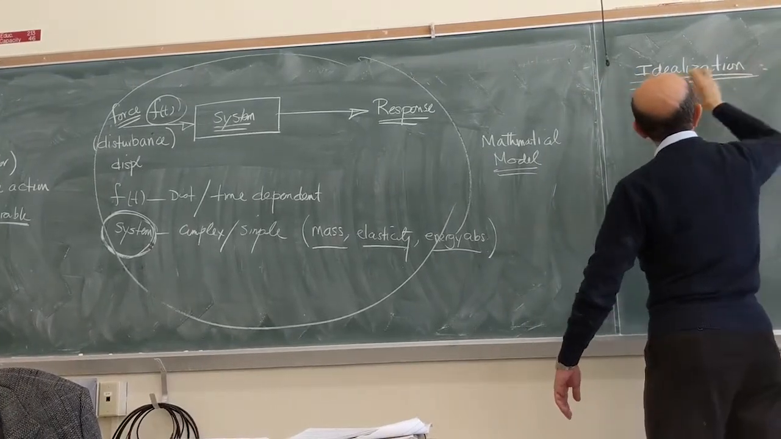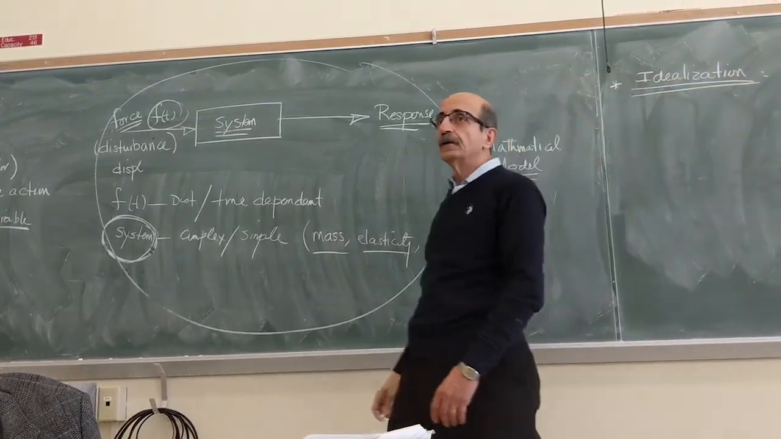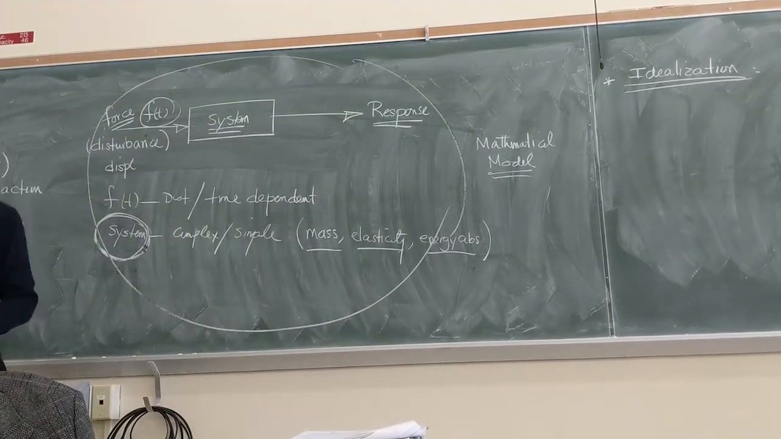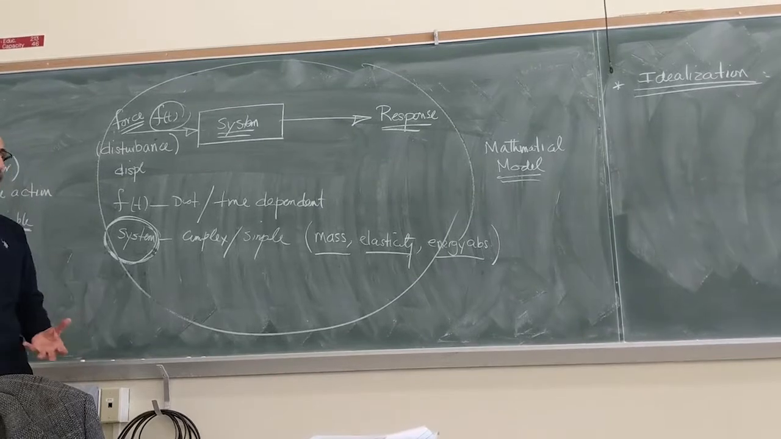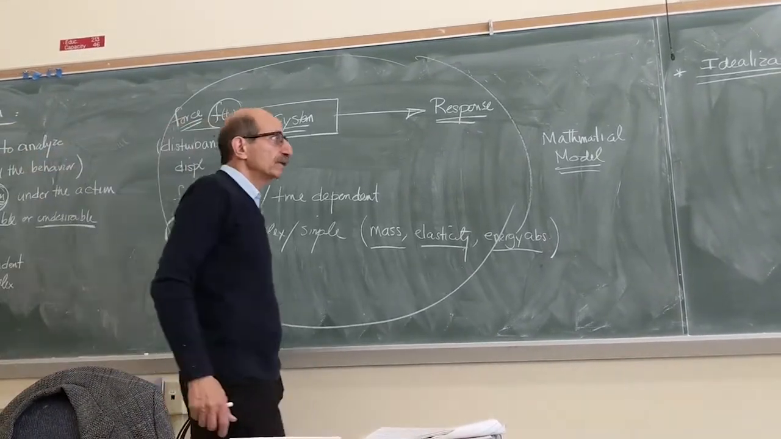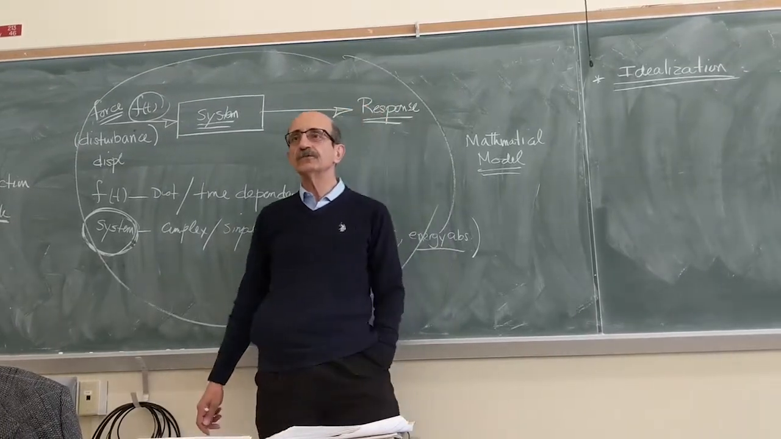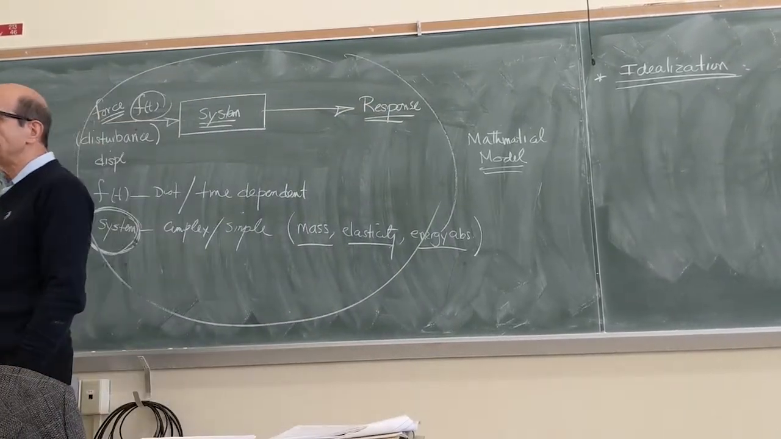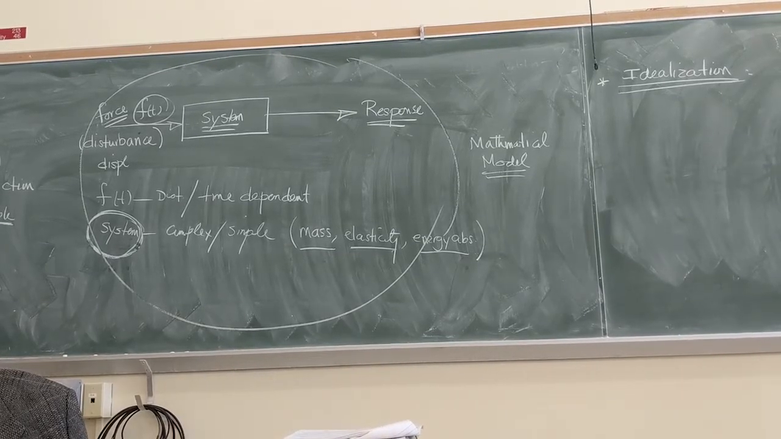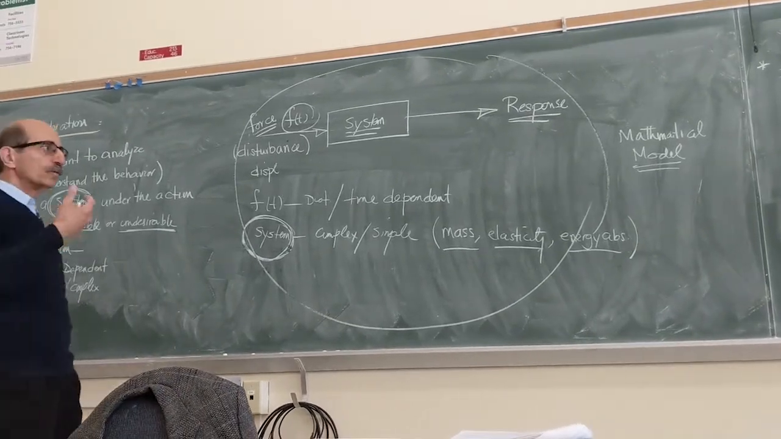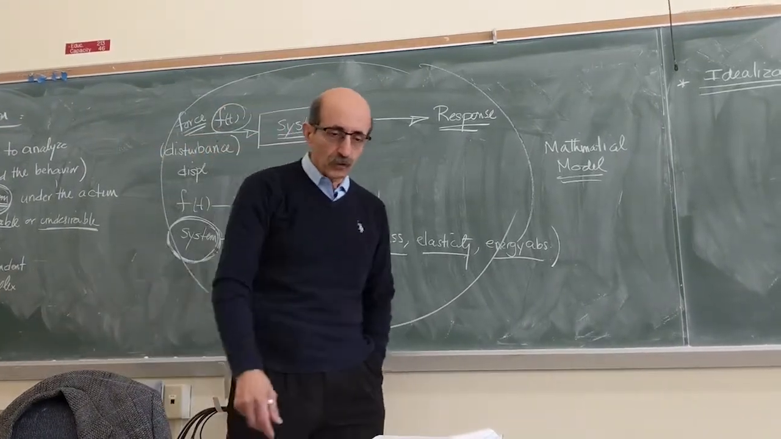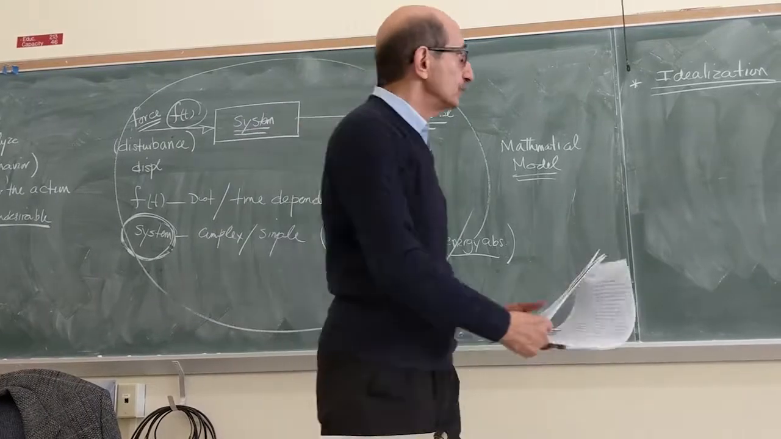Idealization means two things: making a few logical assumptions based on knowing the physics of the problem or the physics of the structure, and also defining a few things that help us develop this mathematical model. So what kind of idealization do we want to do?